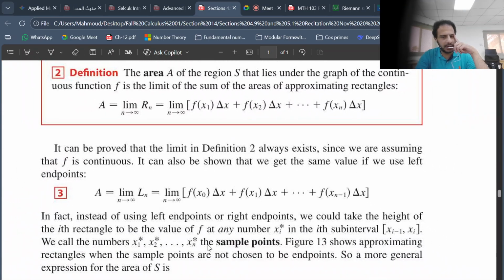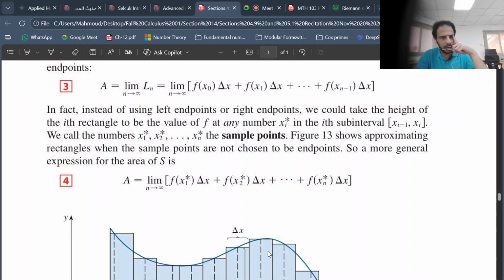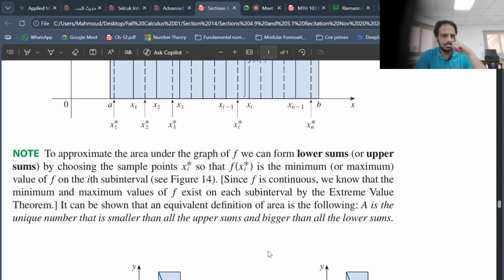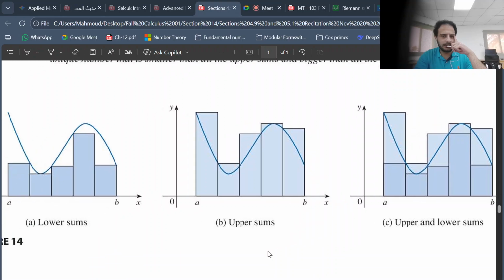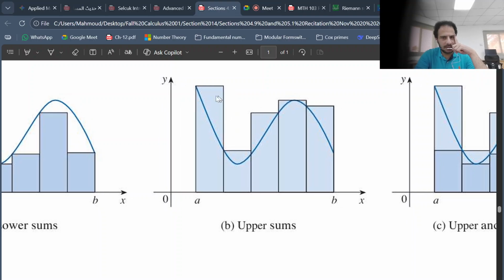More generally, you can take any sample points. I mean, here you have right, here you have left, but you can take between right and left if you want. So here it's more general. You can also take midpoints if you want. See here, you call this lower sums, because it's less than the exact result of the area. This one here, upper sums, because it's more than the exact area. Okay?